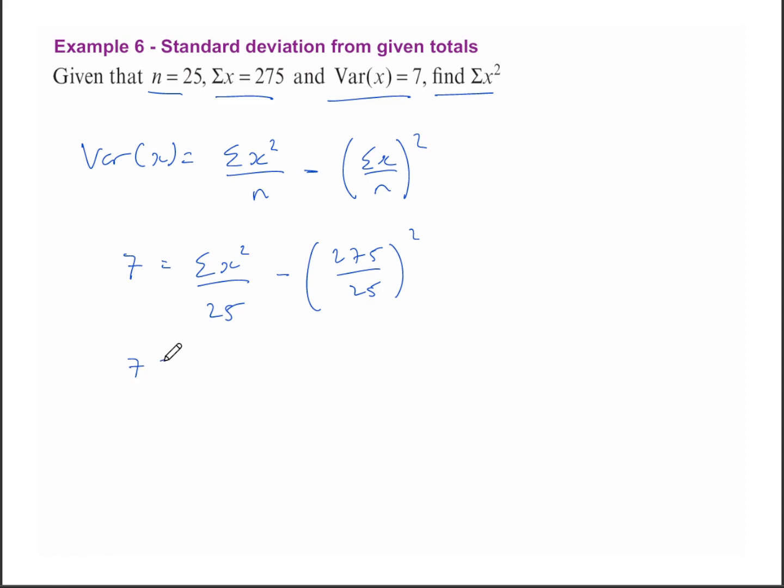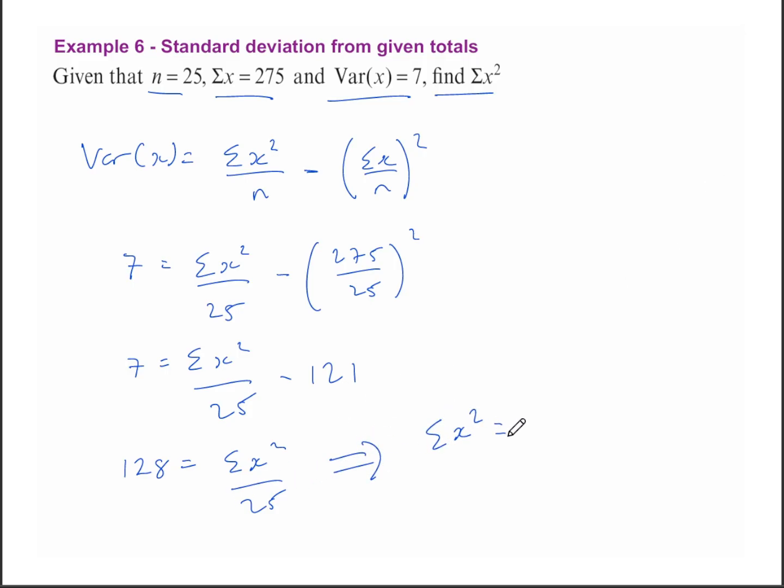This ends up giving us 7 equals the sum of x squared over 25 minus 121. Add 121 on both sides, we get 128 is equal to the sum of x squared over 25. And we can multiply by 25 on both sides, we get that our sum of x squared is equal to 3200.